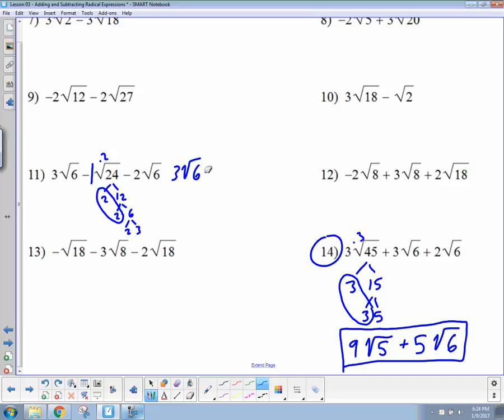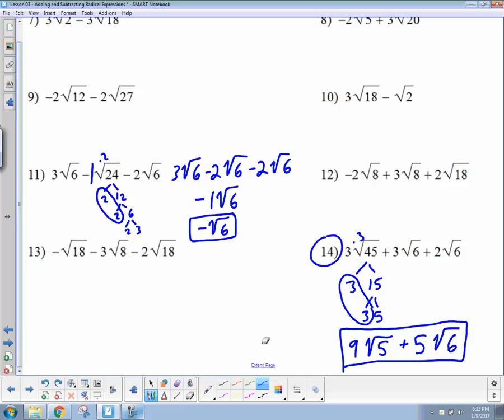Root, look, 2 and 3 makes 6 again. And then negative 2 root 6. Again, they're all like terms. So 3 minus 2 is 1. The minus 2 again should be a negative 1. Negative 1 root 6. I really don't need that 1 there, so a negative root 6 is just fine. Boom. Done. Let's see, what's another one? We'll do this one and we'll call it a night.